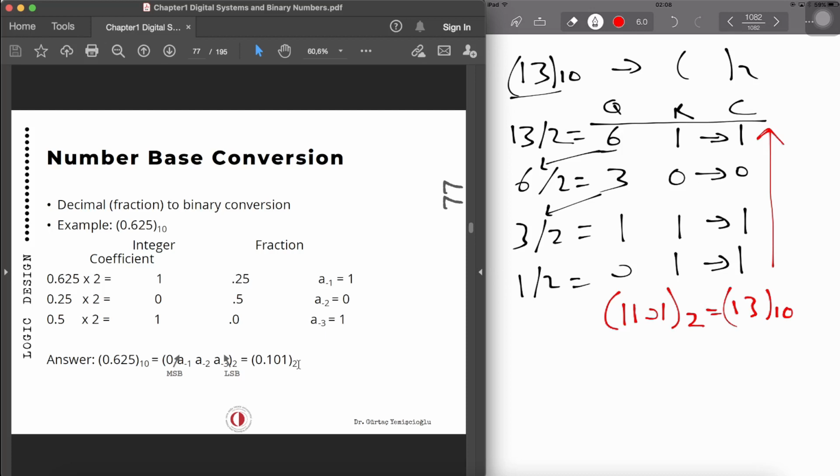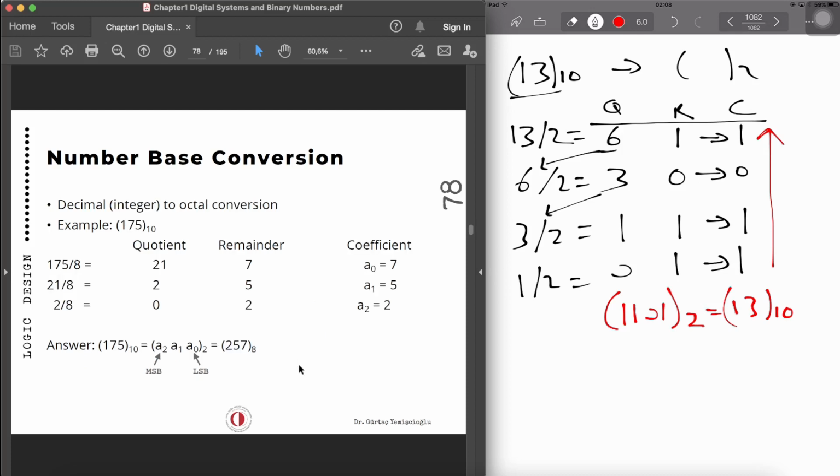Again, we can repeat the same thing using base 8. Okay, so 175 in base 10. If you want to convert it to base 8, you just need to divide by 8. 175 divided by 8, 21. Remainder is 7, so that means coefficient is also 7. Then we take 21 divided by 8, quotient is 2, remainder is 5, okay? And then this is going to be 5. Then 2 divided by 8, it's 0, remainder is 2, then it is 2.